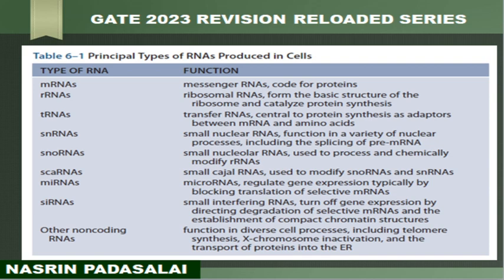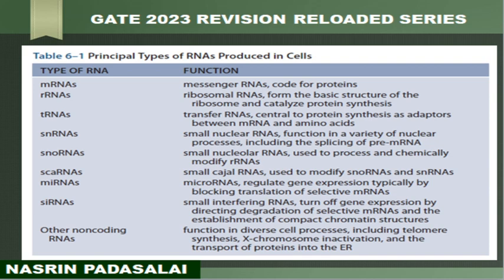Next is snRNA, which means small nuclear RNA. The main function of snRNA is splicing of pre-mRNA. Next is snoRNA, small nucleolar RNA, which is involved in processing and chemically modifying ribosomal RNAs. Next is scaRNA, small Cajal RNA. These RNAs are used to modify small nucleolar RNA and small nuclear RNA.